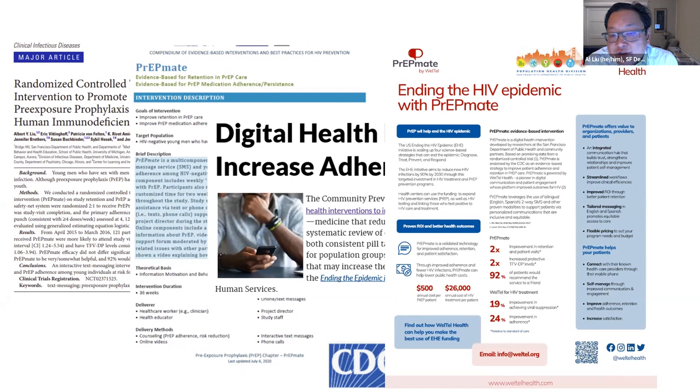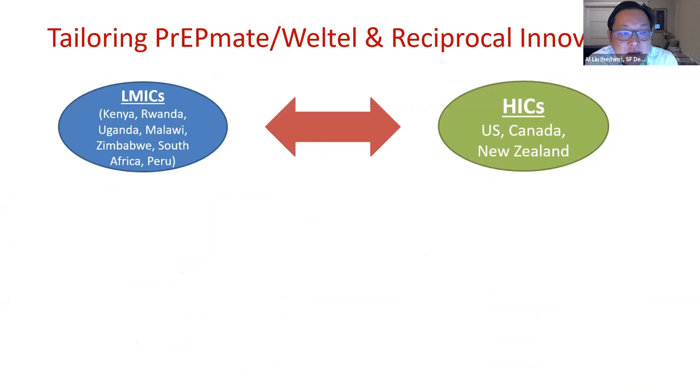Next slide. So I just wanted to circle back and highlight how the reciprocal innovation worked in this project. Initially, the study was done in Kenya and has since expanded to other African countries, as well as Peru, with the exchange with high income countries, US, Canada, and New Zealand. Next slide, or next click.